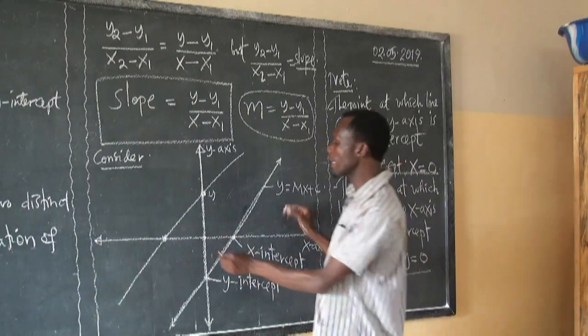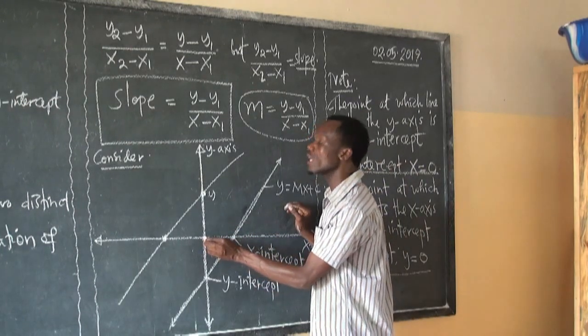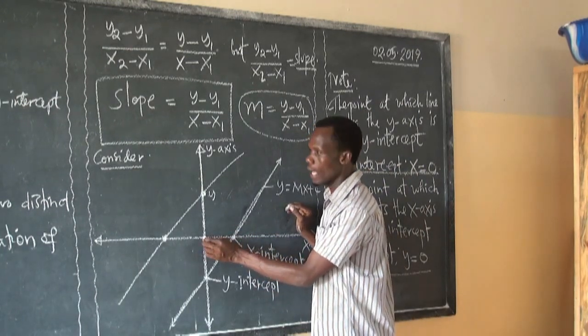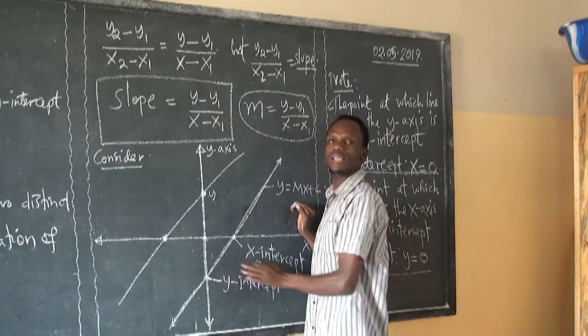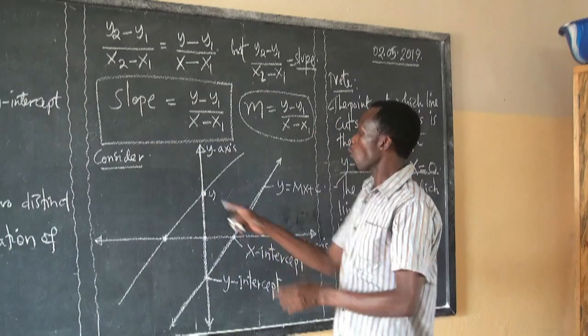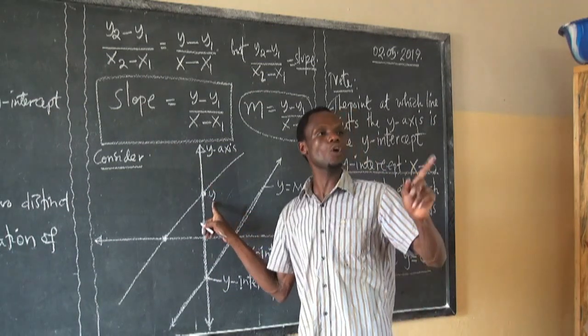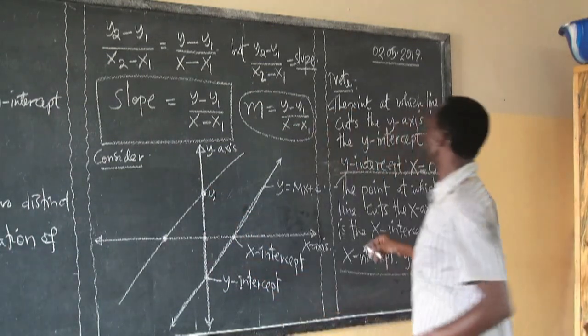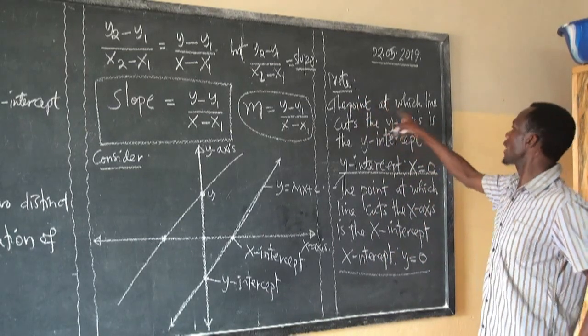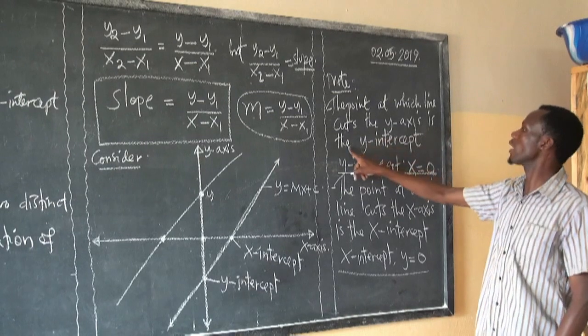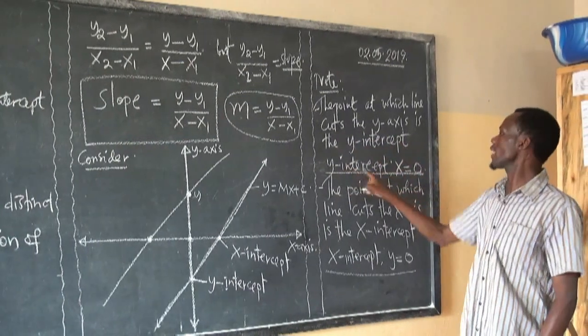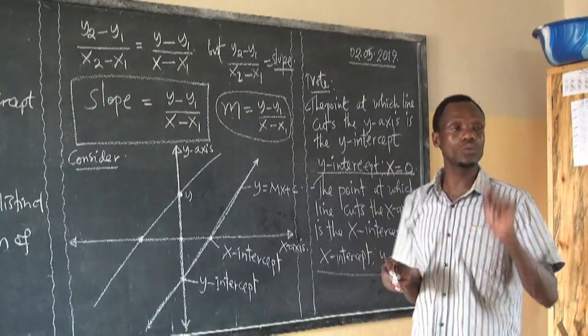And that's why we say x is equal to 0, because you still have the origin point. There is no movement that you have made from the origin in the x-axis. And that's why we say the y-intercept is obtained when x is equal to 0. And that is what I've written here. The point at which the line cuts the y-axis is called the y-intercept, and the y-intercept is obtained when x is equal to 0.